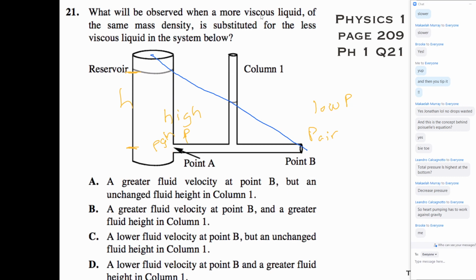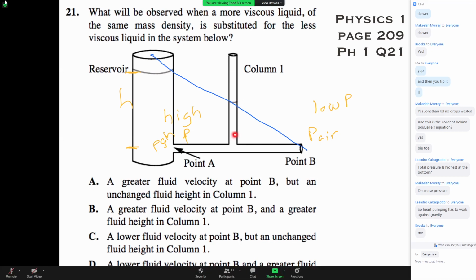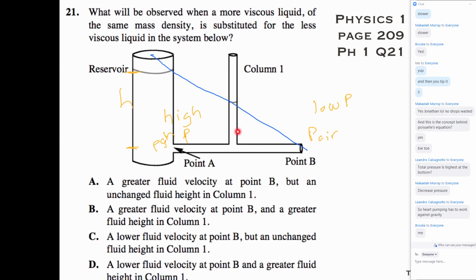So a couple things. Number one, it should have the same rho GH here and here when it's totally stationary. But one thing that'll happen is as it flows this way, because it's higher viscosity, it should flow faster or slower.